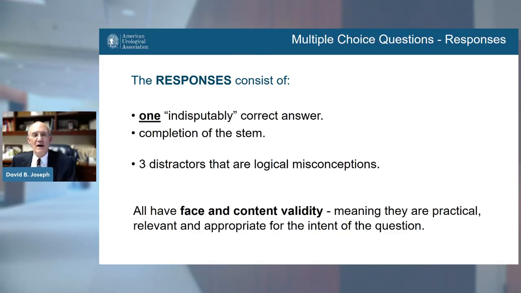The 3 other distractors all need to be logical misconceptions, because the learner should be looking through and actually determining why the other responses don't answer the question. All of the responses that you write must have what's called face and content validity. And what's meant by that is they need to be practical, relevant, and appropriate for the intent of the question.